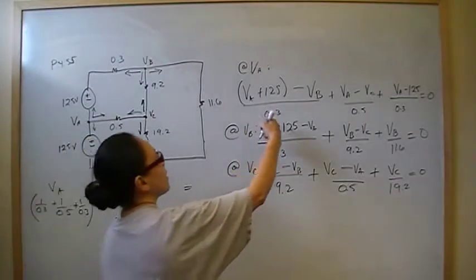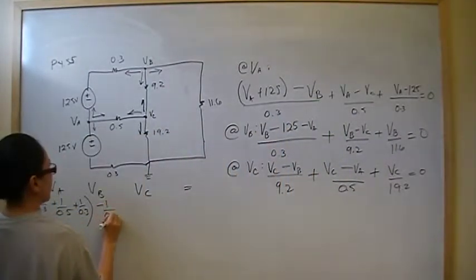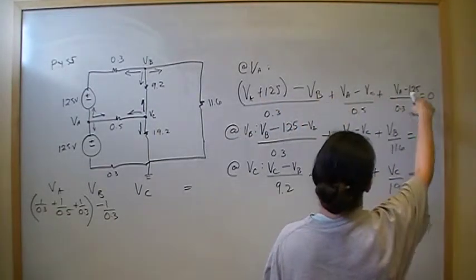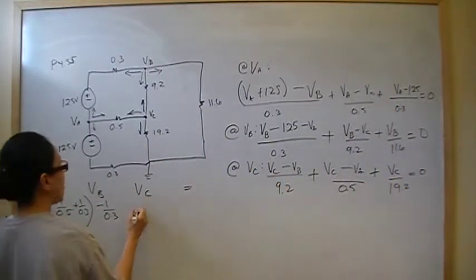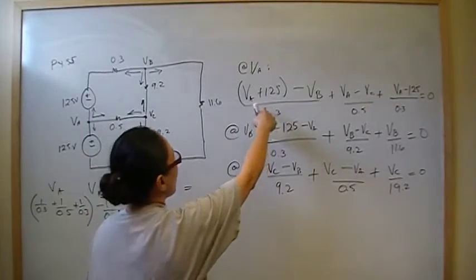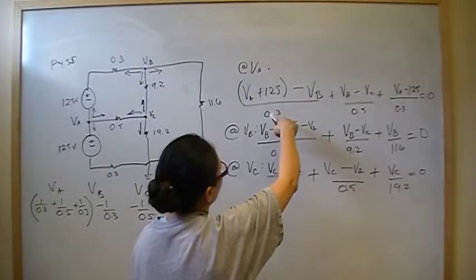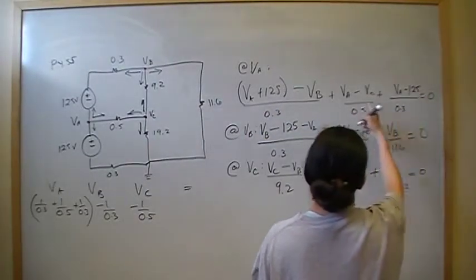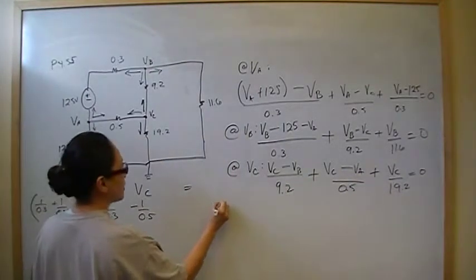For VB, we have a negative 1 over 0.3. Do we have any VB anywhere else? Nope. And for VC, we have -1 over 0.5. And then for constants, we have a plus 125 over 3, and then over here, we have a minus 125 over 0.3. So they will cancel each other out. And on this side, we have 0 constants.